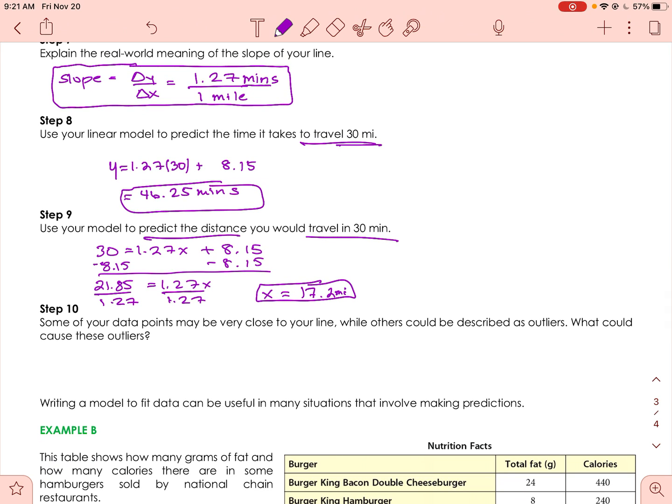Now, in step 10, it says some of your data points may be very close to your line, while others could be described as outliers. What would cause these outliers? So in this case, if we're thinking about driving, some things that might cause outliers are traffic. Maybe you have car trouble. Okay. Maybe you get stuck at a train.